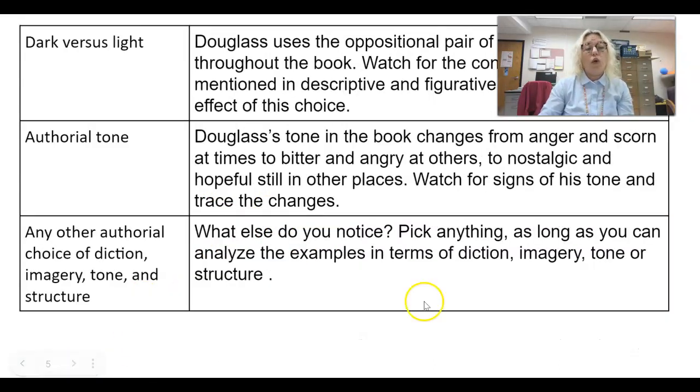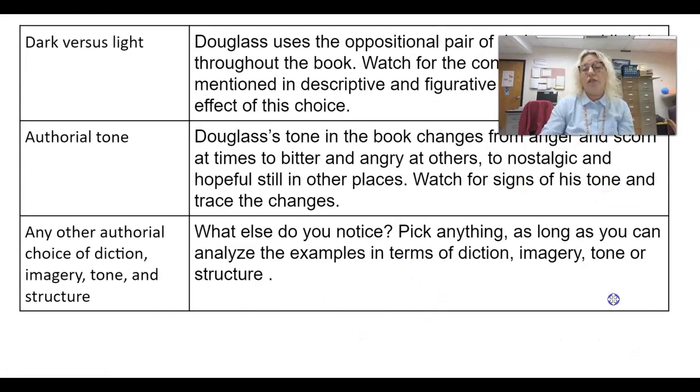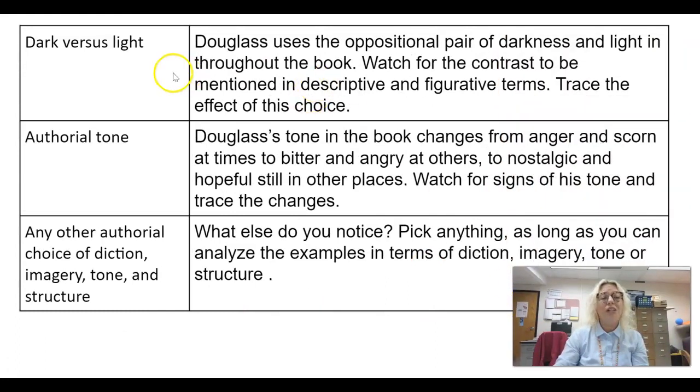Let's talk about the others. There are 3 others, or at least 2 others, and then the third is you pick your own. Dark versus light. Douglas uses this oppositional pair, dark, light, opposites, right, throughout the book. So you could watch for that contrast. It's used both literally, where we have something that's dark and something that's light coming together or side by side, and then, of course, figuratively as well. And you can think about what the effect of that choice might be.